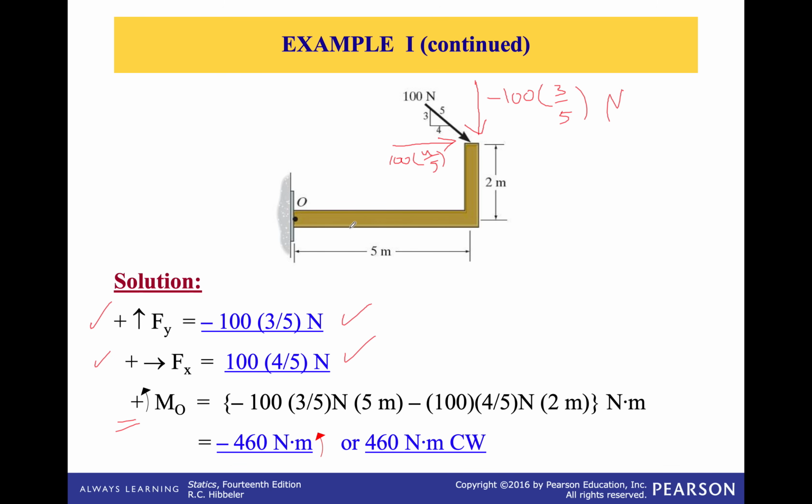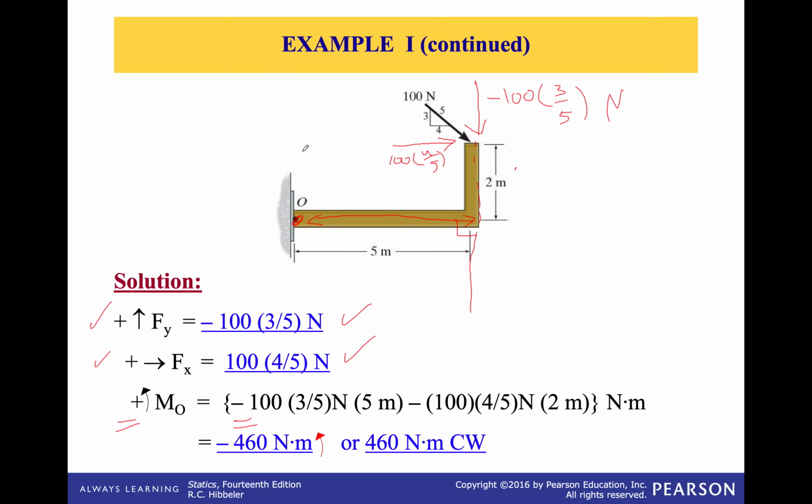If we start with the y component, this is the line of action of the y, and the perpendicular distance between point O and the line of action is 5. So we have minus 100 multiplied by 3/5 multiplied by 5, and it is negative here.